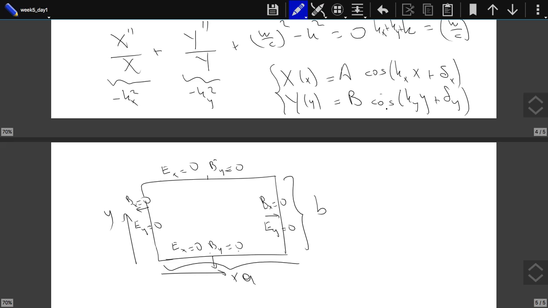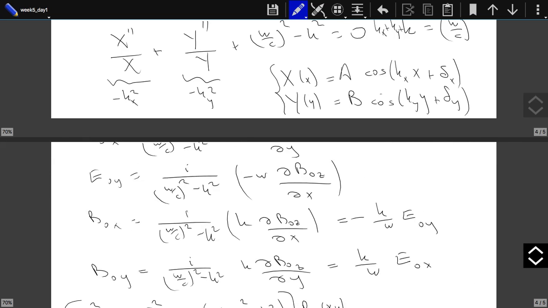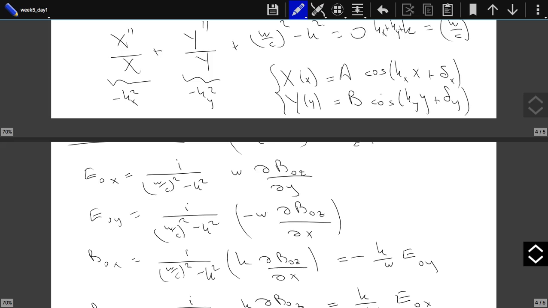Now let's try to impose these boundary conditions. First over here, Ex at 0 should be 0. You see, E0x is nothing but the derivative of B0z with respect to y.